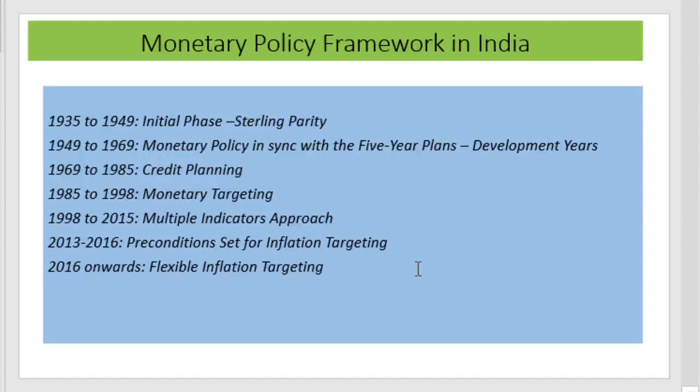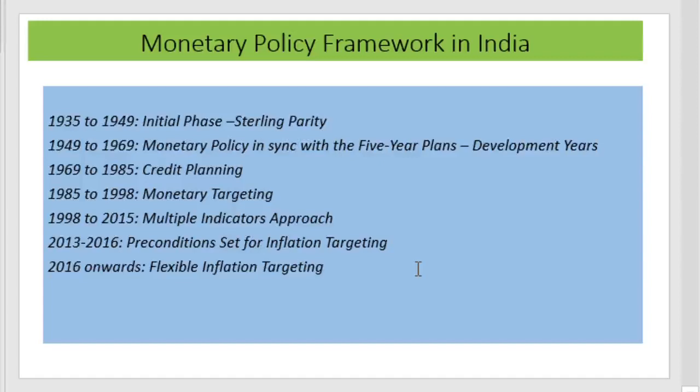Then 69 to 85, this period is known as the period for credit planning, where the focus was on credit planning. 85 to 98, monetary targeting was the objective. 98 to 2015, India adopted the multiple indicator approach, and 2013 to 16 is a stage for the preconditions set for inflation targeting, and from 2016 onwards the emphasis is on flexible inflation targeting. This is about the different phases of monetary policy in India.